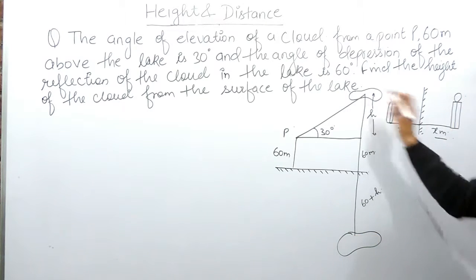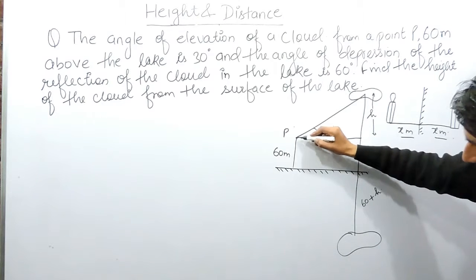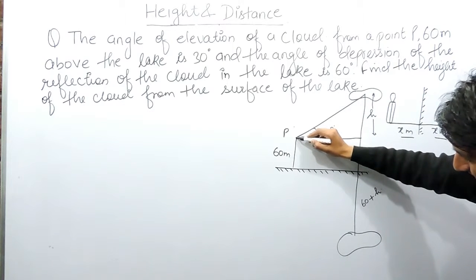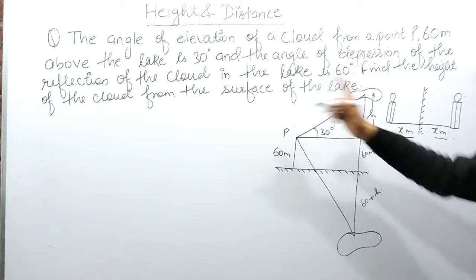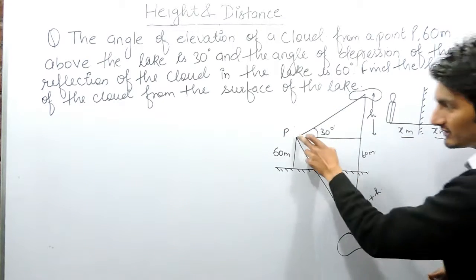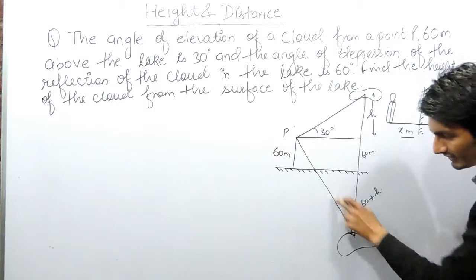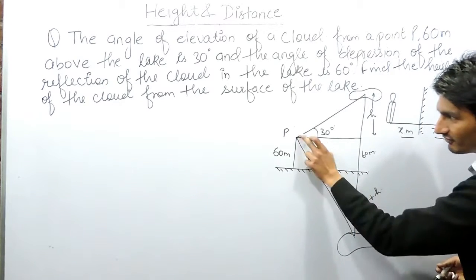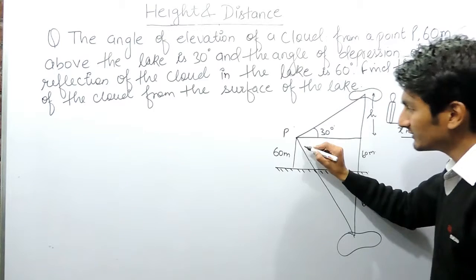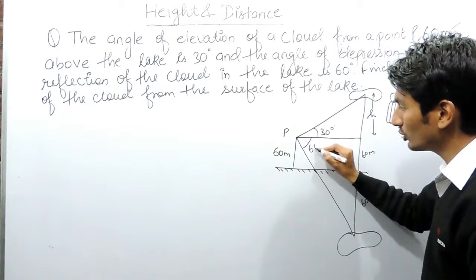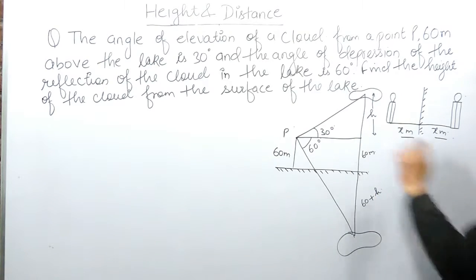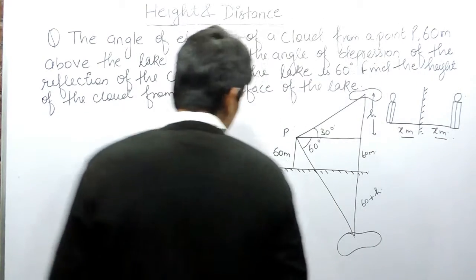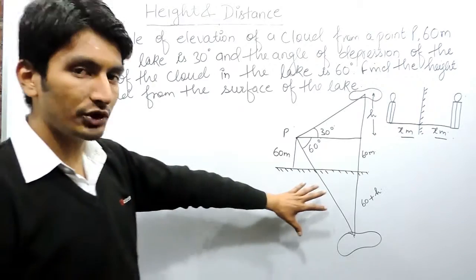Here we see the reflection of the same cloud, and if I see this reflection from the same point, this is my line of sight, and between it and the horizontal line, this will be the angle of depression, which is given to you as 60 degrees. Now this will be the figure for this question.